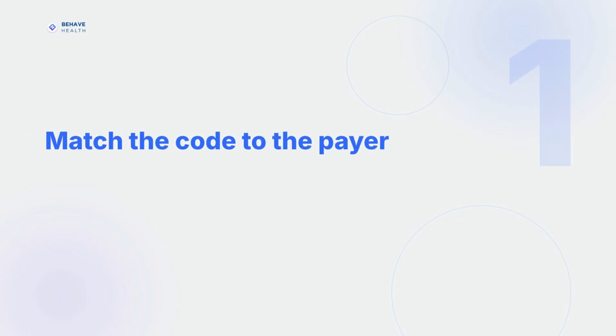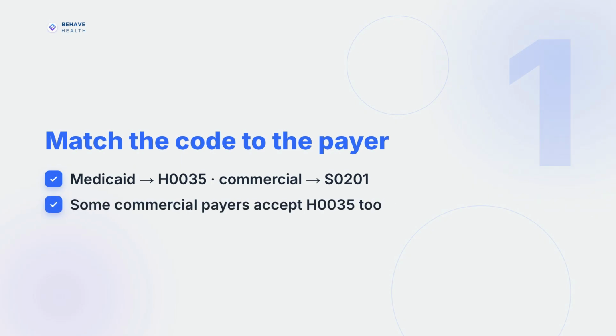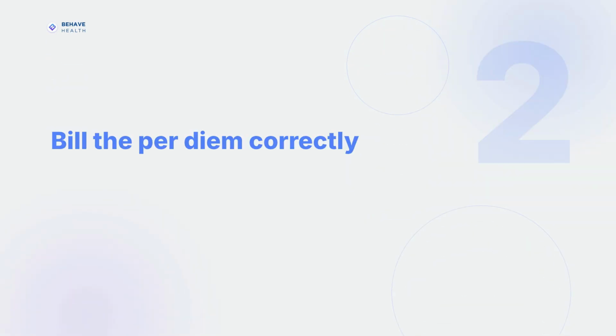Requirement 1. Match the code to the payer. State Medicaid programs expect H0035. Commercial payers generally expect the S code, S0201. Some commercial payers also accept H0035, particularly those that do not recognize S codes. Verify each payer's preference.